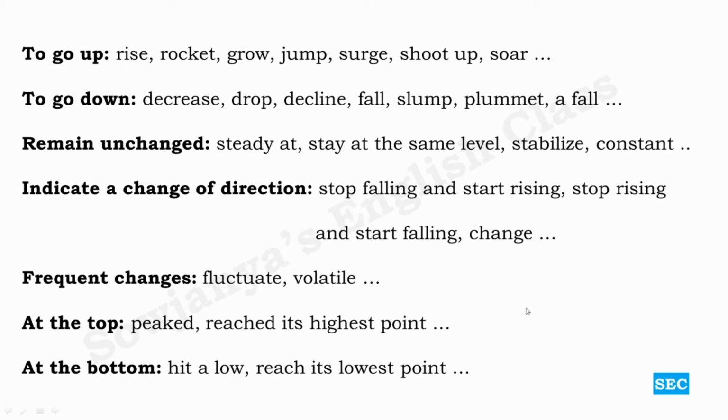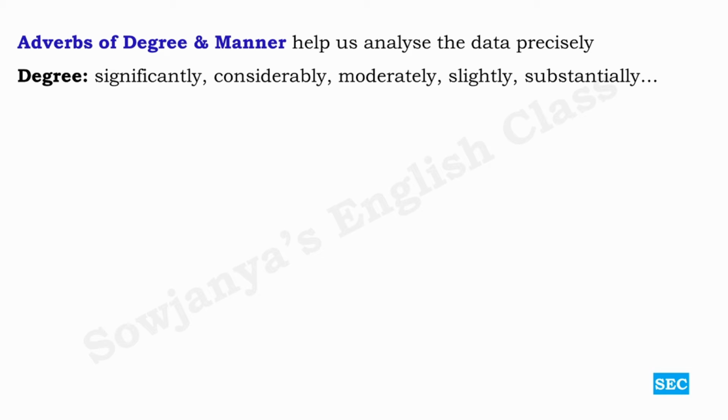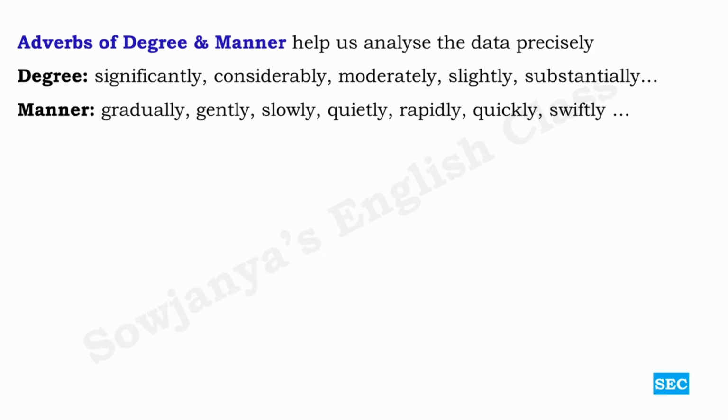Okay, so anybody can do it, anybody can score full marks. And then adverbs of degree and manner, they help us analyze the data precisely, like degree words: significantly, considerably, moderately, slightly, substantially. These degree adverbs clearly and precisely describe the given numbers and trends. And then manner: gradually, gently, slowly, how the numbers are rising or falling, rapidly, quickly, swiftly. We can immediately understand with the help of these adverbs of degree and manner.